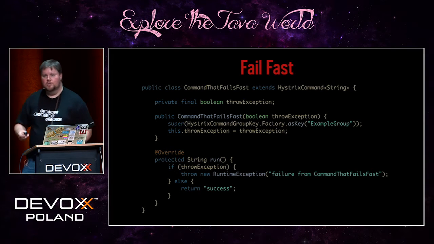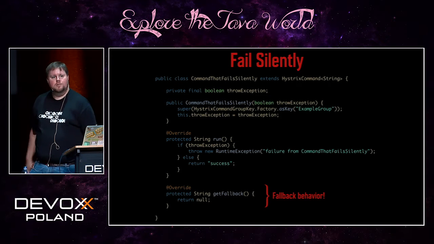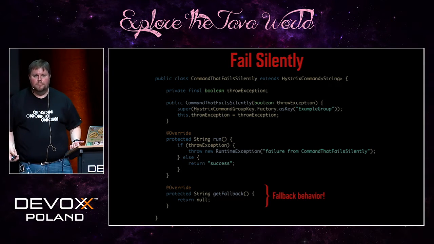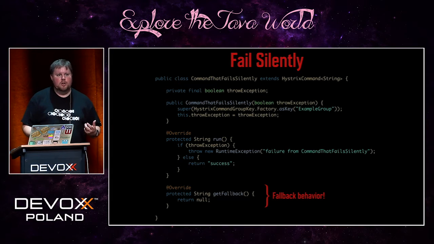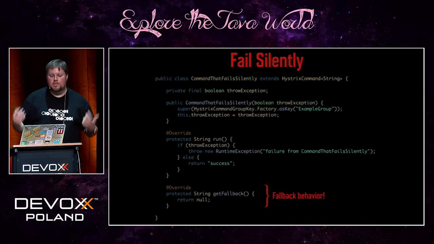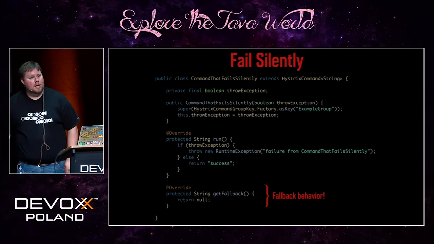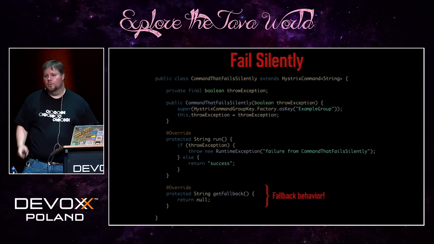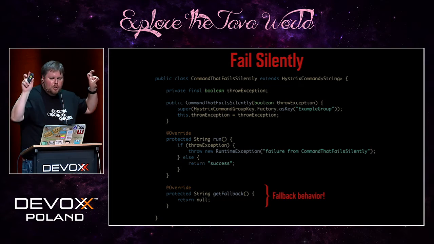Which kind of leads us to the second pattern, which is to provide explicitly some fallback behavior. If I'm going to do the same thing every time that circuit is open, why don't I just allow the Hystrix command to specify that? And so if I override the getFallback method, that's exactly what I'm able to do. And so in this case, we're just returning null. This is what we call fail silently.